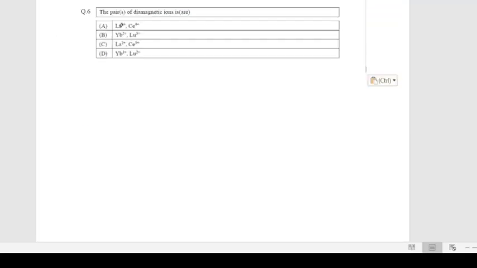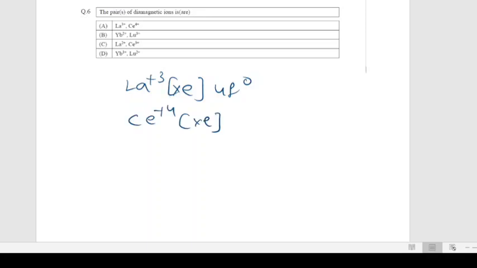The pairs of diamagnetic ions are, if we consider La plus 3, the lanthanum La plus 3 ion, the configuration is Xe 4f0. And similarly, Ce plus 4 also, the configuration will be Xe again 4f0. Both are having 0 unpaired electrons.